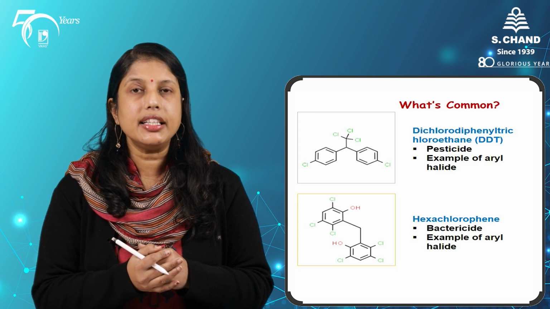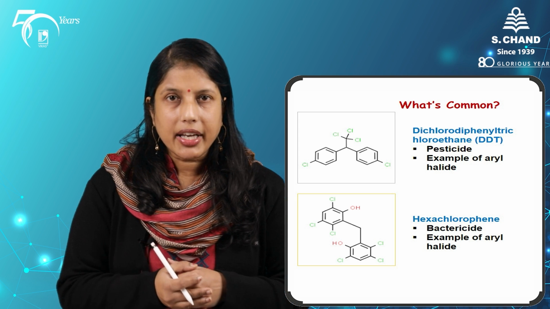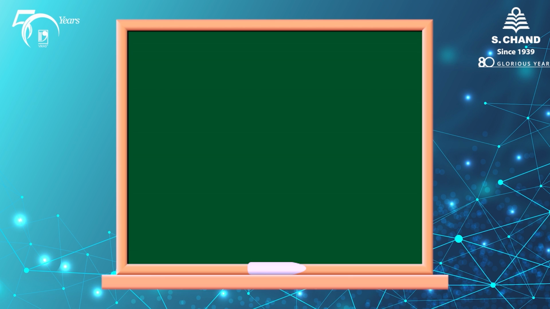Hello everyone. Can you tell me what is the common feature between these two molecules over here? One is DDT and the other is hexachlorophene. Look at them carefully and see if you can identify the common feature.